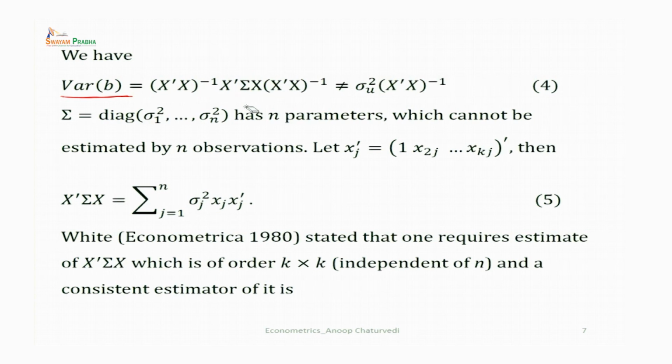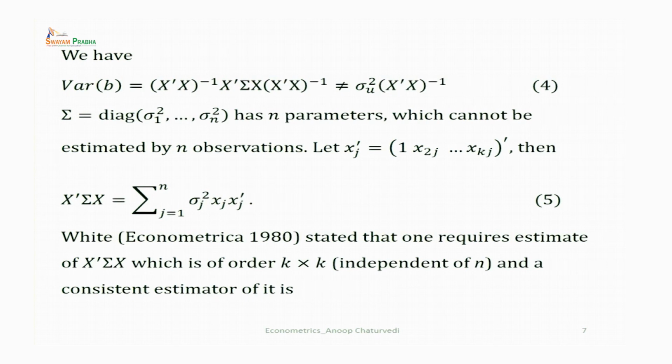Then the variance covariance matrix of b involves this sigma. So, actually you have to estimate this sigma, but the problem is that sigma is a diagonal matrix having n elements sigma1 square, sigma2 square, so on sigma n square. So, it has n parameters, and then you have n observations. So, on the basis of n observations, you cannot estimate all these n parameters. Remember, you also have the parameters beta1, beta2, beta k, the regression coefficients. So, on the basis of n observations, you cannot estimate all these parameters.